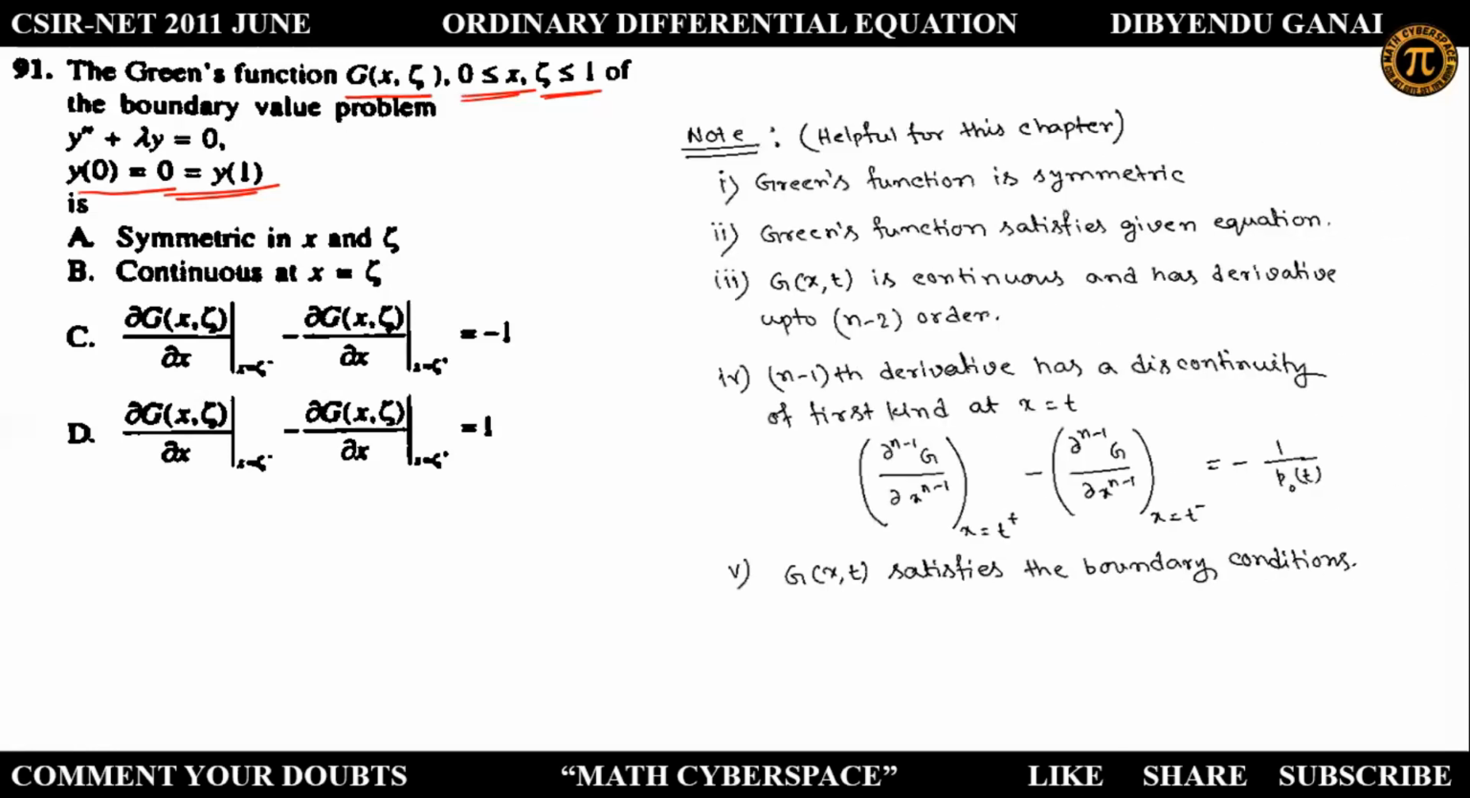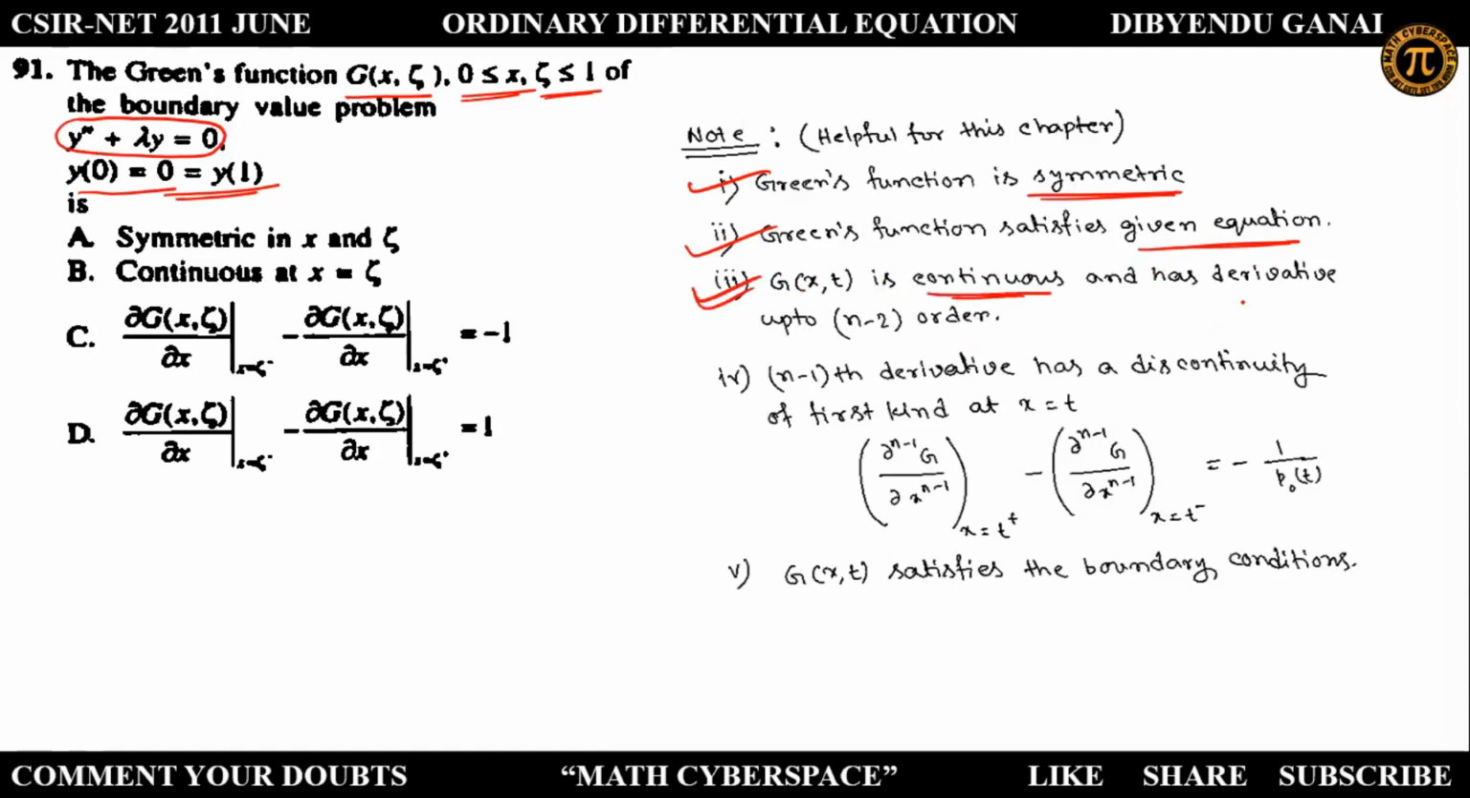Here are some properties. Number one, Green's function is always symmetric. That means here we have used G(x, zeta), so G(x, zeta) and G(zeta, x) will be symmetric. Number two, Green's function satisfies the given equation. Here it is our given equation, y double dash plus lambda y equals 0, so Green's function will satisfy the given equation.